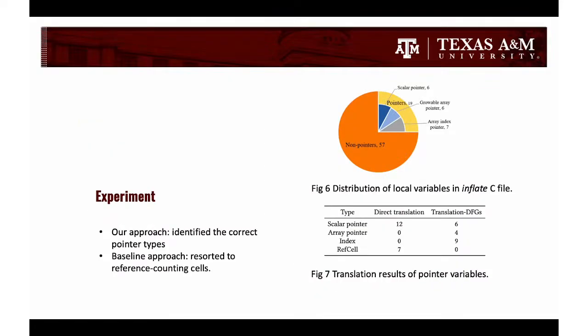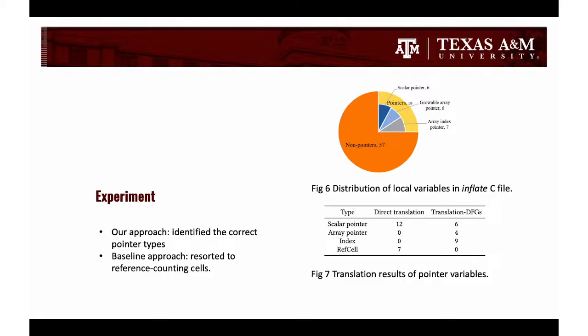We selected the inflate.c file for the pointer type migration experiment because it is largely self-contained. It defines its own tree node structure and avoids calls to external C files. The upper diagram illustrates the distribution of local variables in the inflate.c file, which indicates the importance of correctly mapping pointers.